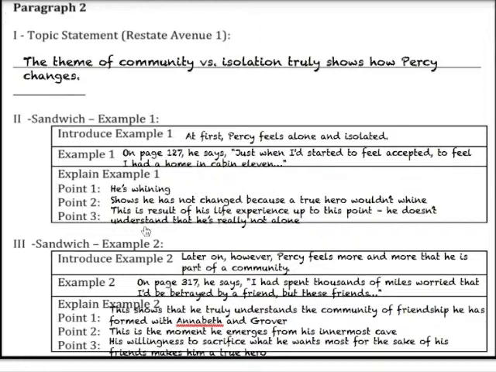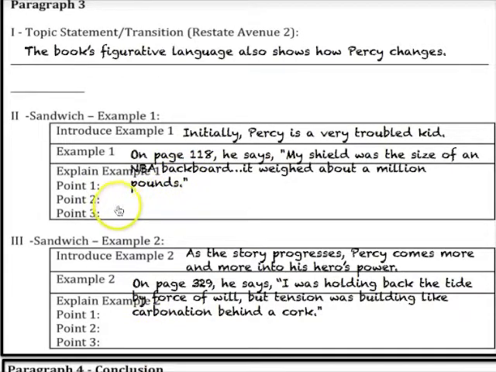So that is the way that you're going to do an example. You do the exact same thing for paragraph 3, where you look at the examples that you have and you tie them back to the idea that Percy changes. So I'm not going to necessarily go through how to do this again here because it is pretty much the exact same thing.